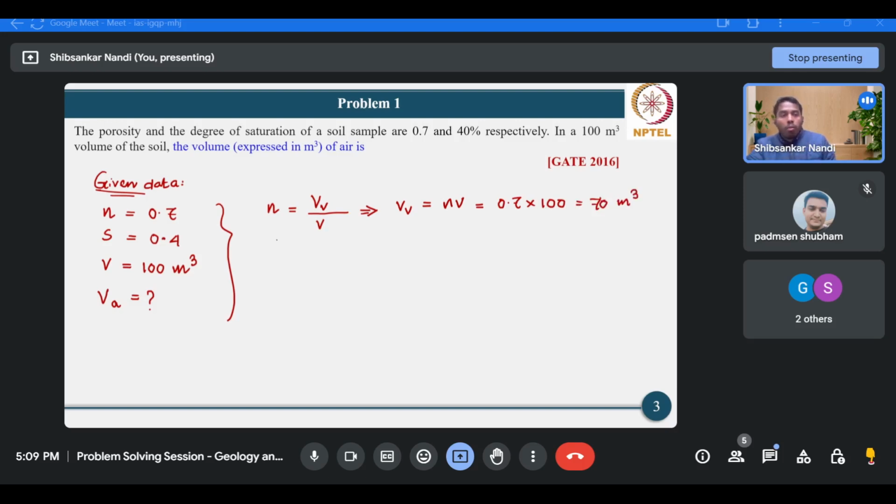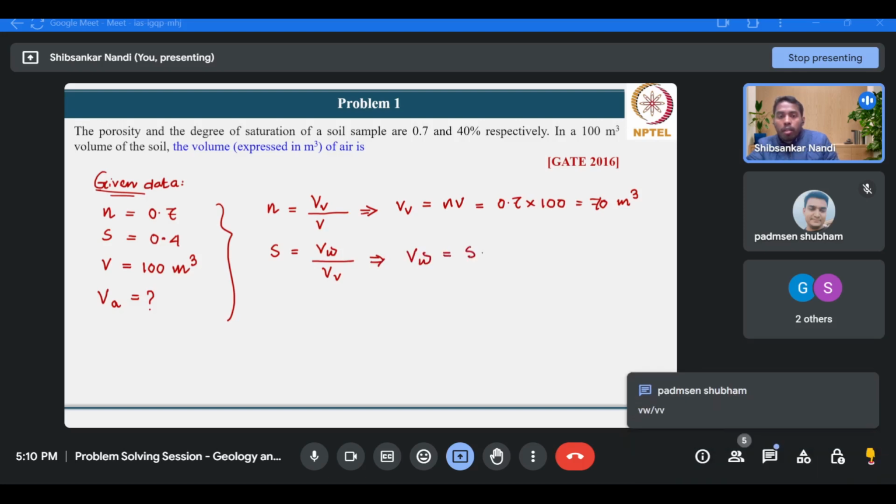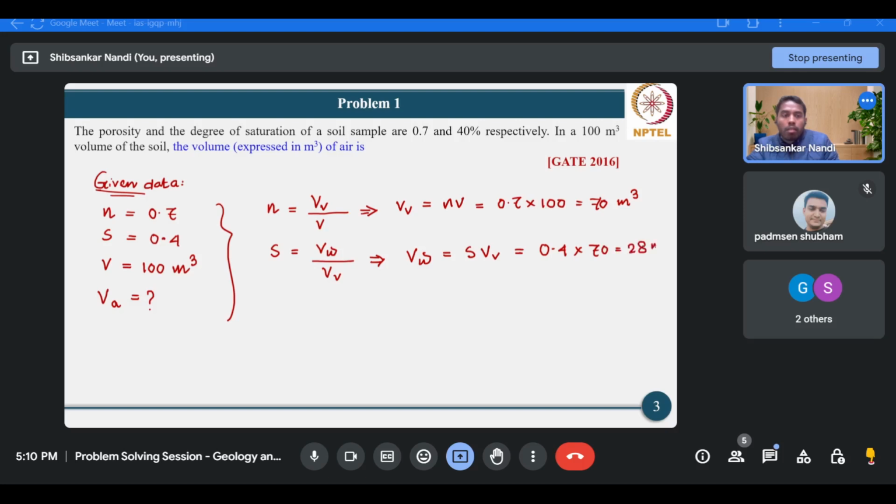Okay, now we'll utilize the second information, that is degree of saturation. What is the definition of degree of saturation? So it is the ratio of volume of water to the volume of voids. So that means Vw we can calculate by S times Vv. Yeah, very good. So S is your 0.4 and Vv just now we have calculated, that is 70. So that means 28 meter cube.